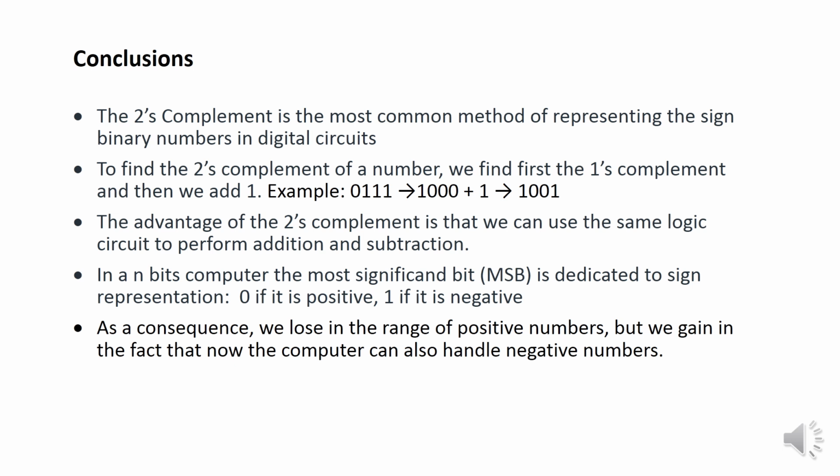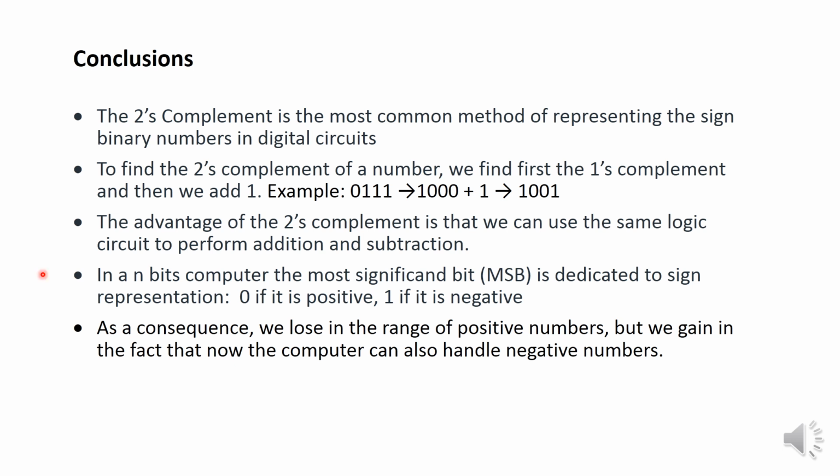Conclusions. In summary, the 2's complement is the most common method of representing the signed binary numbers in digital circuits. To find the 2's complement of a number, we find first the 1's complement and then we add 1. The advantage of the 2's complement is that we can use the same logic circuit to perform addition and subtraction.